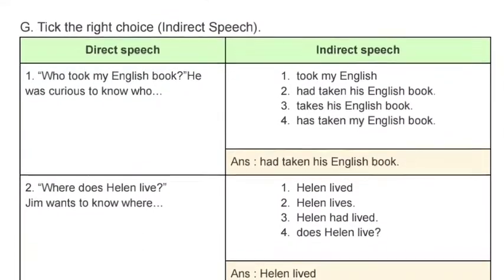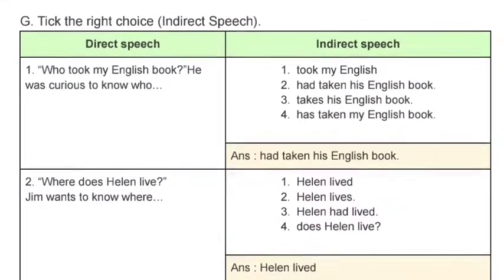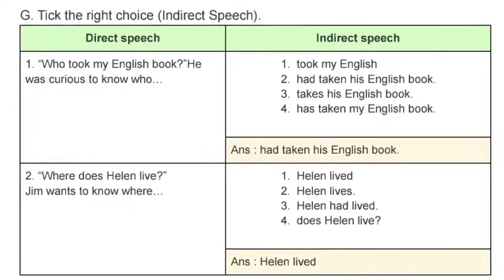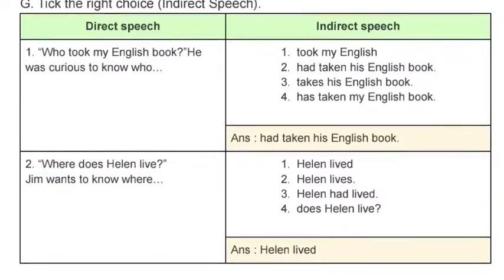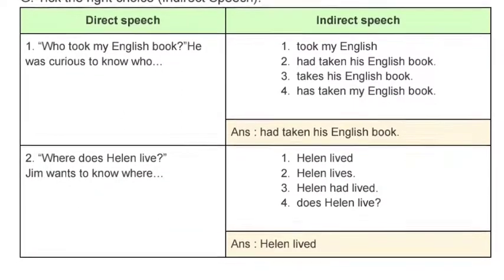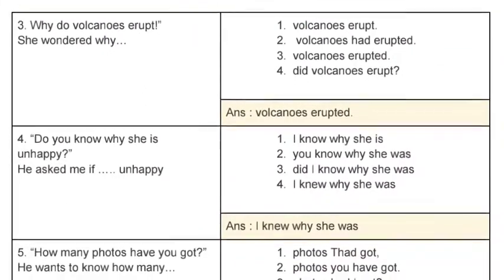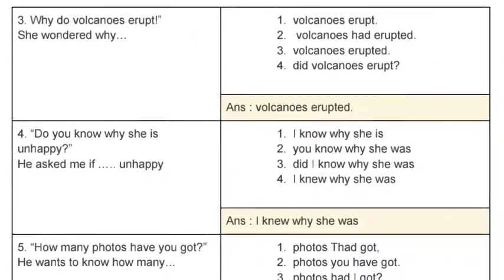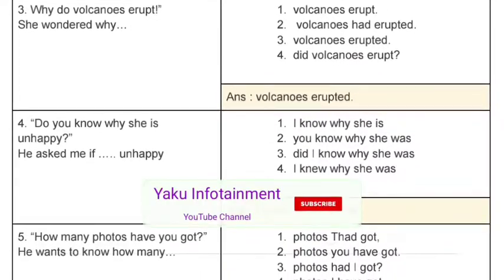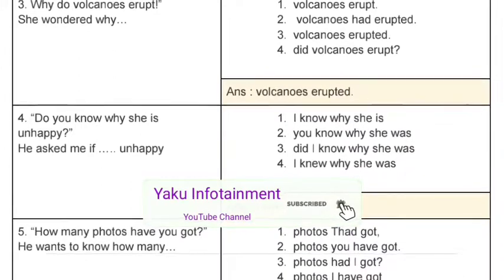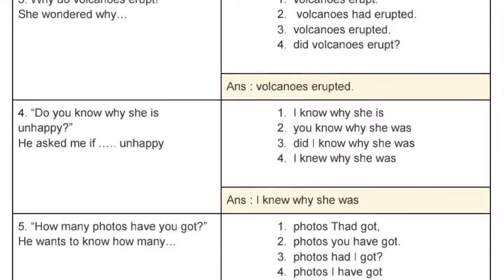2. Where does Helen live? Jim wants to know where. Options: Helen lived, Helen lives, Helen had lived, does Helen live. Answer: Helen lived. 3. Why do volcanoes erupt? She wondered why volcanoes erupt. Options: volcanoes had erupted, volcanoes erupted, did volcanoes erupt. Answer: volcanoes erupted.